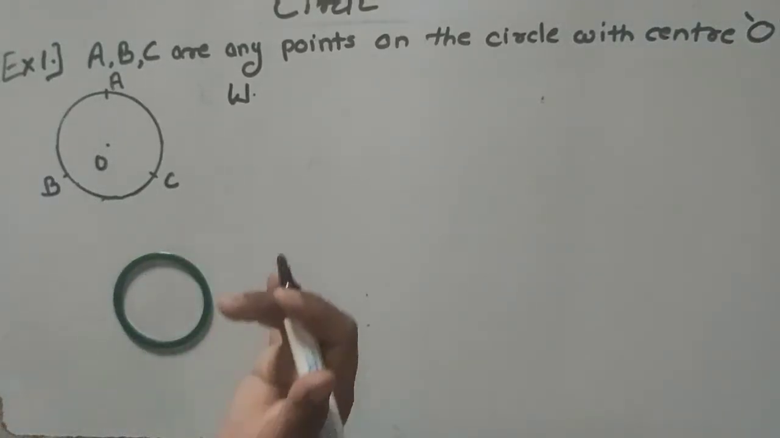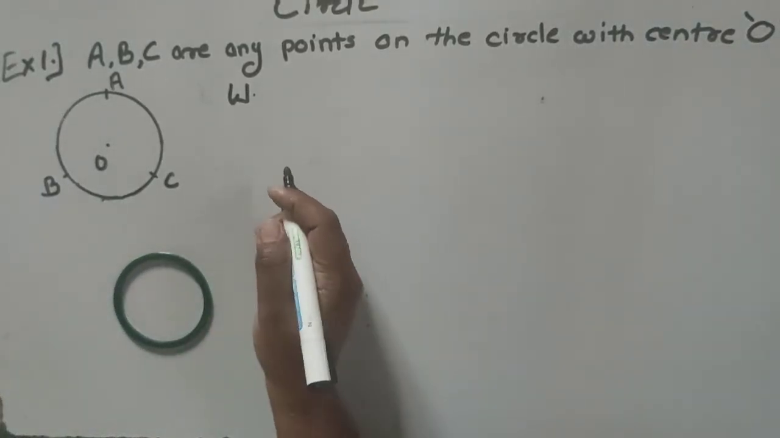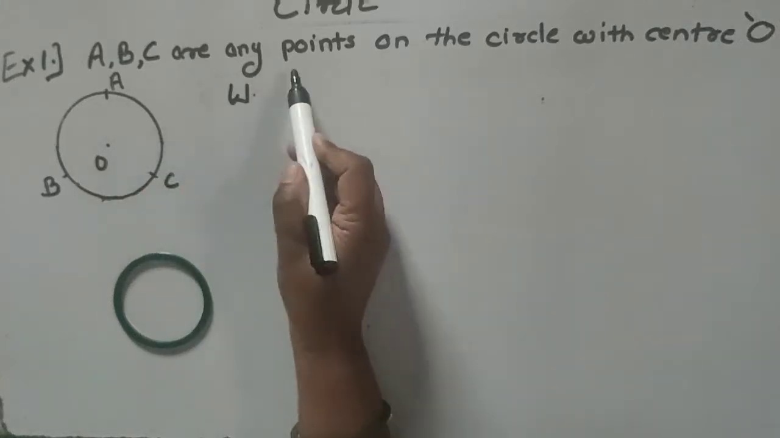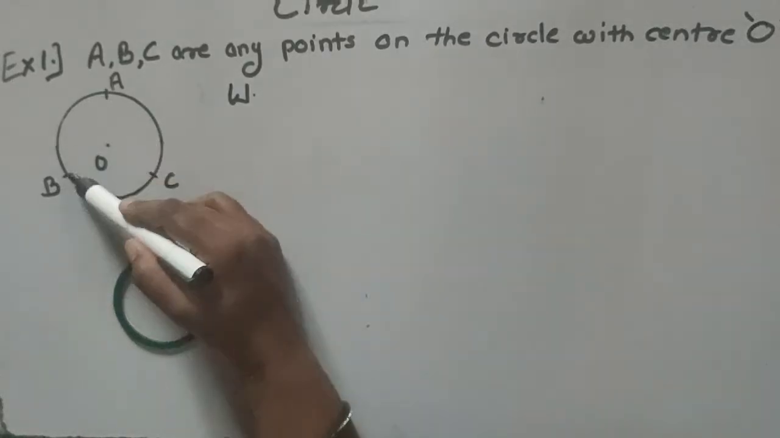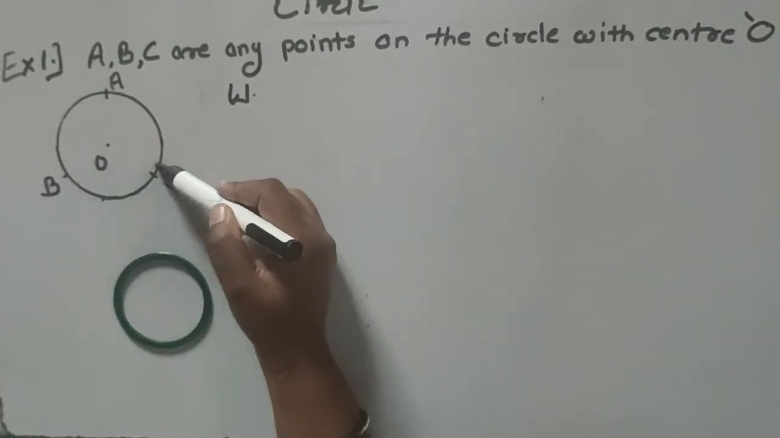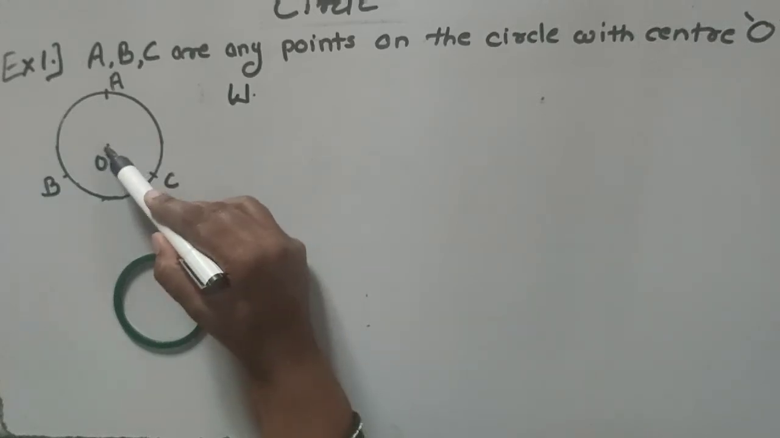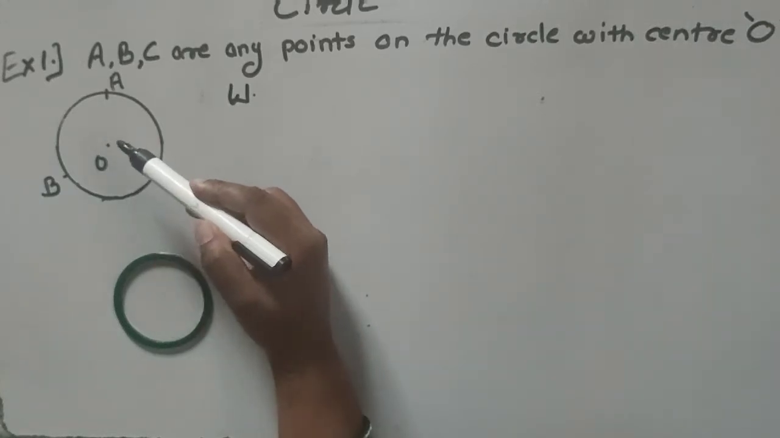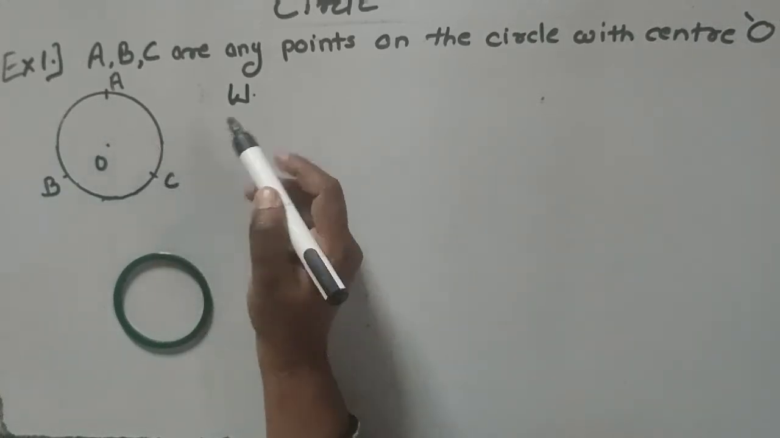Now we will see the solved examples. Here A, B, C are any points on the circle. These points lie on the circle with center O. This is the center of the circle. And what we have to write? Write the names of all arcs.